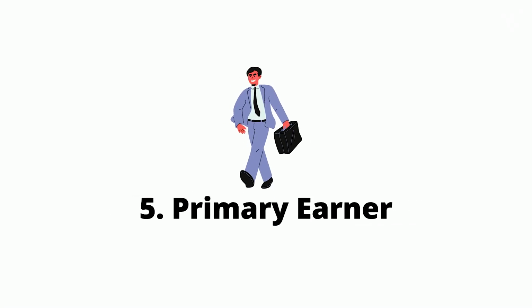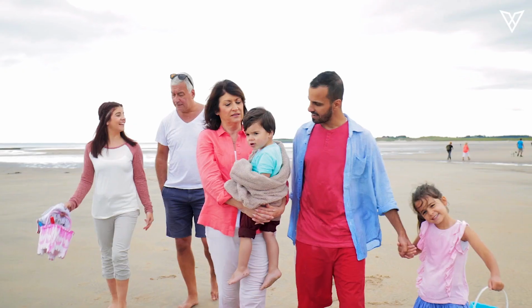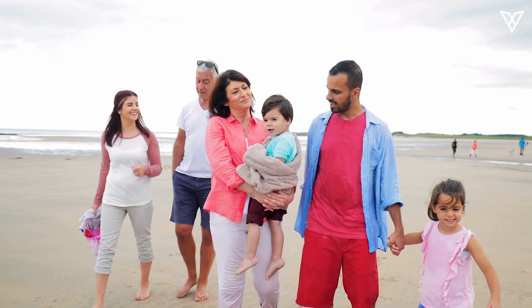Parameter number 5, primary earner. This parameter helps us understand whether other people are dependent on your income, and obviously the more the number of people who are dependent on you and your income, the lower is your risk appetite. And in my case, since I'm not the primary earner of my family and I do not have any dependents to look after, I have a high risk appetite, and as a result I can give myself a score of 9 in this aspect.